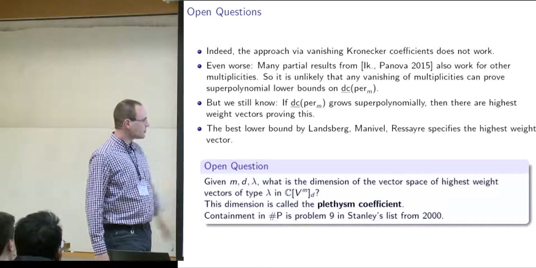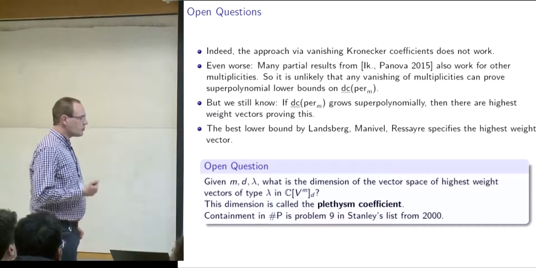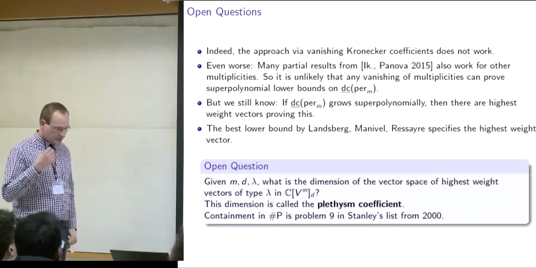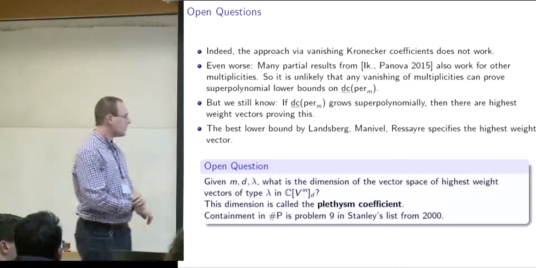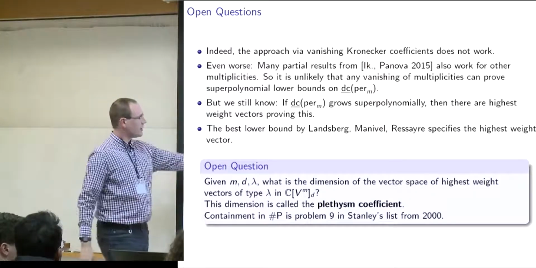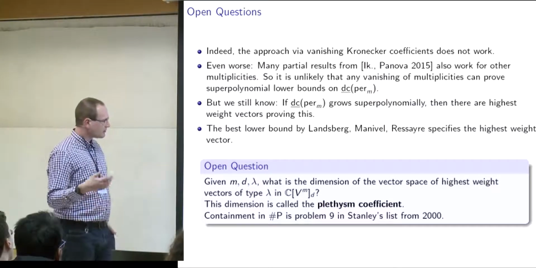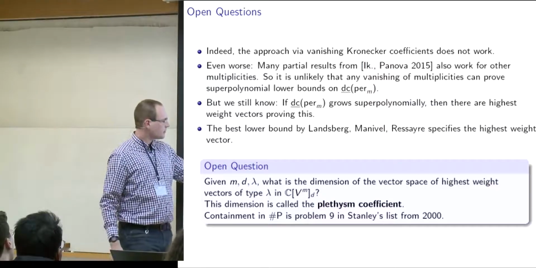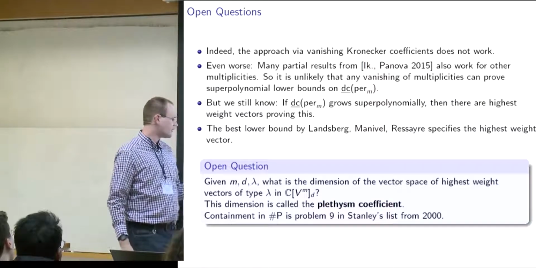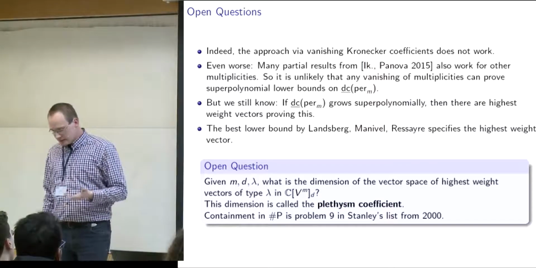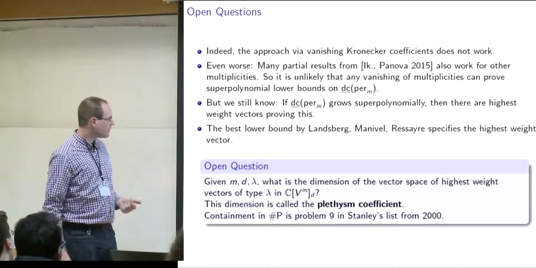Yeah, so an open question that should be answered if one wants to understand better what these highest weight vectors are: say we have an m and a d and a lambda, right? So some degree of our separating polynomial, some type lambda. What's the dimension of this vector space of highest weight vectors? I already said that this is sometimes a bit complicated.